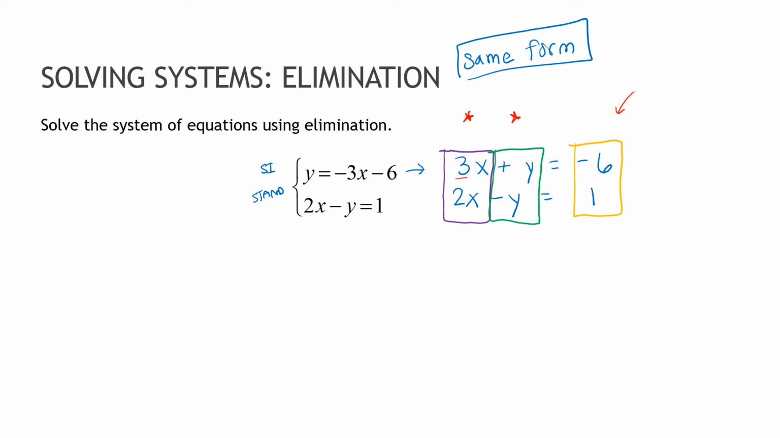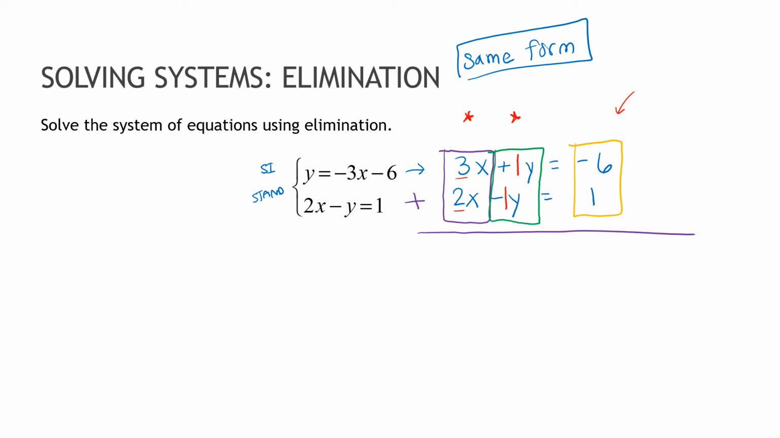So here I have a 3, here I have a 2, that's not the same number. And it's not the opposite sign. Here I have a positive 1, and here I have a negative 1. So it's the same number, 1, one's positive, one's negative. So that makes me really happy, because now I can just add these together.